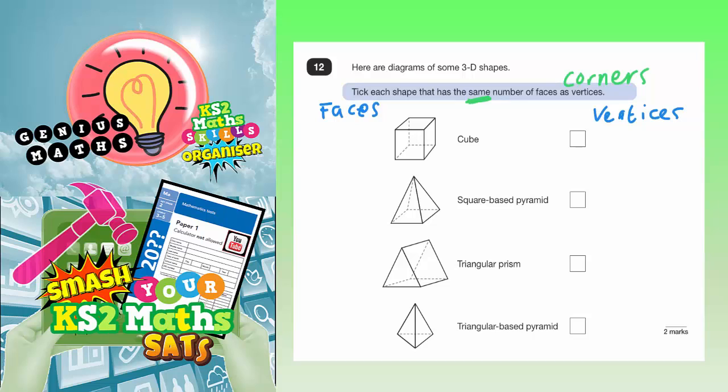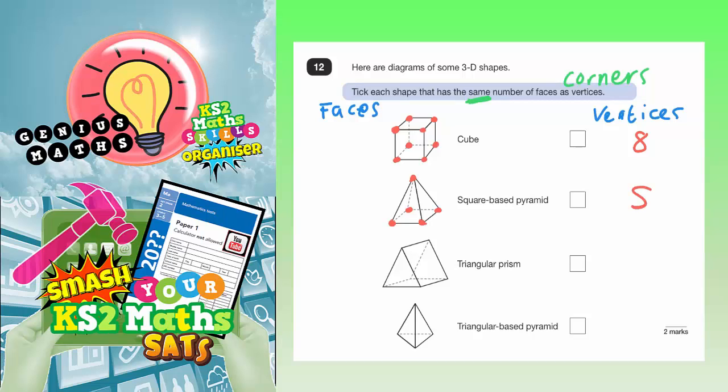Well, the corners are the pointy bits, so we could just put a spot on each corner. So we've got a corner there. That's 1, 2, 3, 4, 5, 6, 7, and that will be an 8th one in the back there. So the cube has got 8 vertices. A square base pyramid, again, I'll put a dot on the pointy bit. So 1, 2, 3, 1 at the back and 1 at the top. So 1, 2, 3, 4, 5.